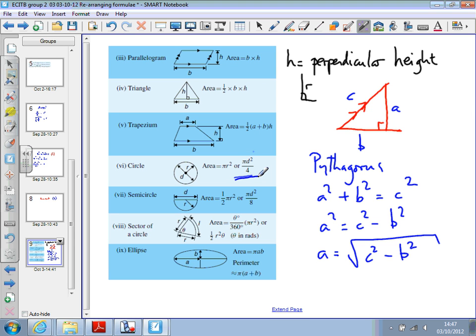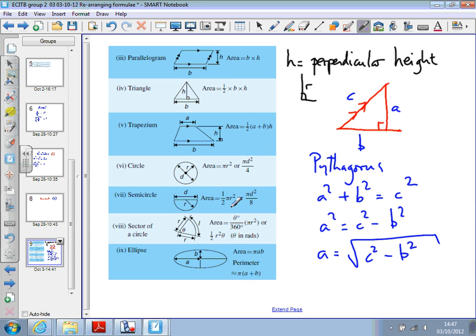These other ones, these next two, are fairly self-explanatory, I hope. A semicircle is going to be half the area of the whole circle. Obvious, okay? Look at the sector of a circle. A sector is something that's drawn from the centre of the circle. So two lines are drawn from the centre, and there you've got the sector.